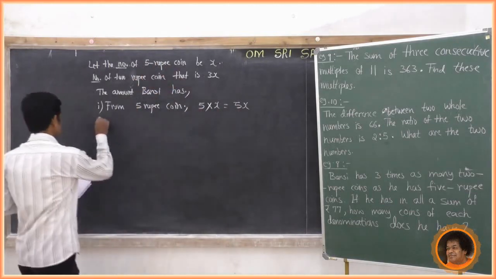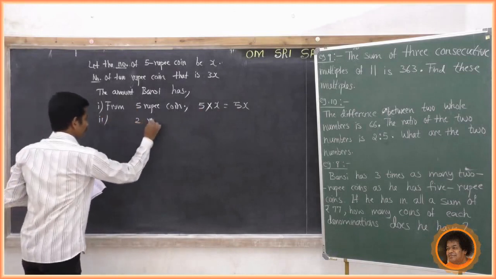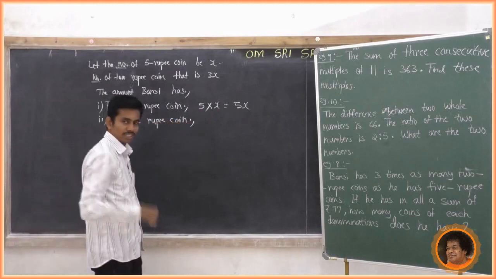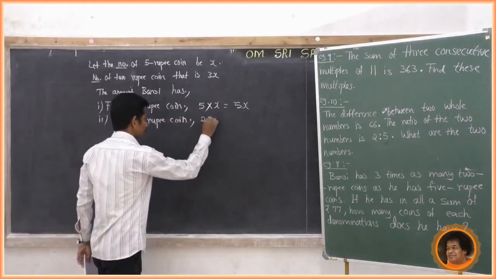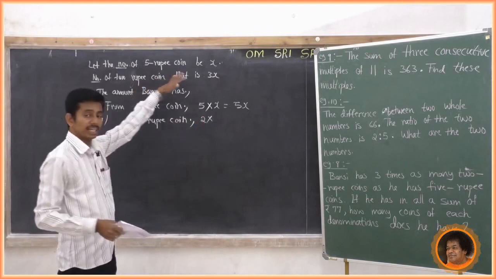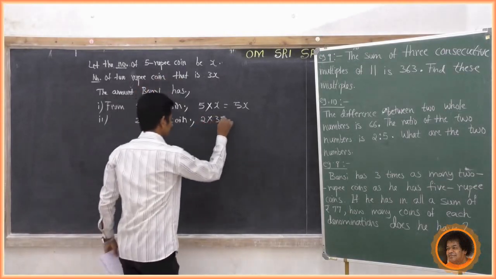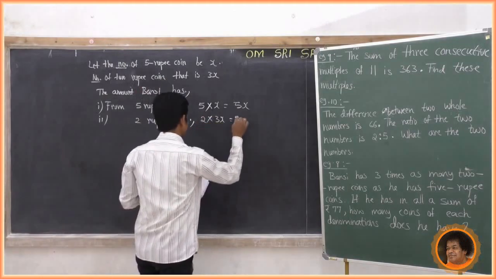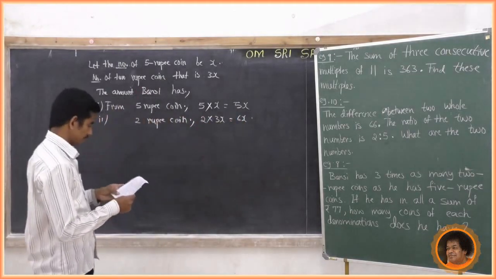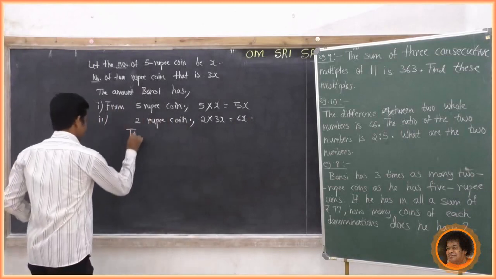In the same way, from the 2 rupee coins. What is the face value of 2 rupee coin? It is 2. 2 into the number of 2 rupee coins he has. That is 3x. So 2 into 3x is 6x. This is 6x. Now the total money he has.